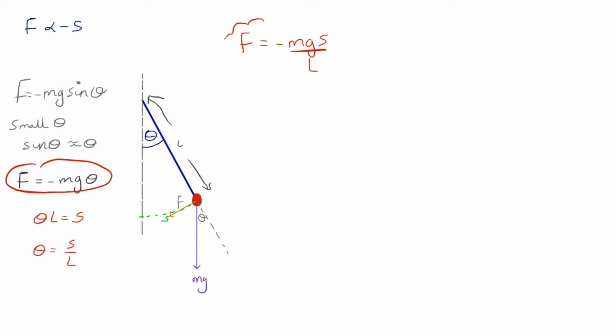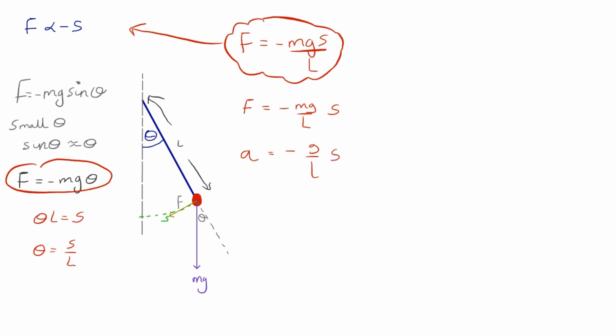Right, well, this is looking pretty good, because this is looking quite like what we're after. M is a constant, g is a constant, and L is a constant. So as long as the angle's small, then we've got our condition for simple harmonic motion. And I shall just write it in a slightly neater way: minus mg over L times s. Well, if that's the force, then we can write a similar equation for acceleration. a equals F over m. So hopefully you are happy that a will be minus g over L times s.